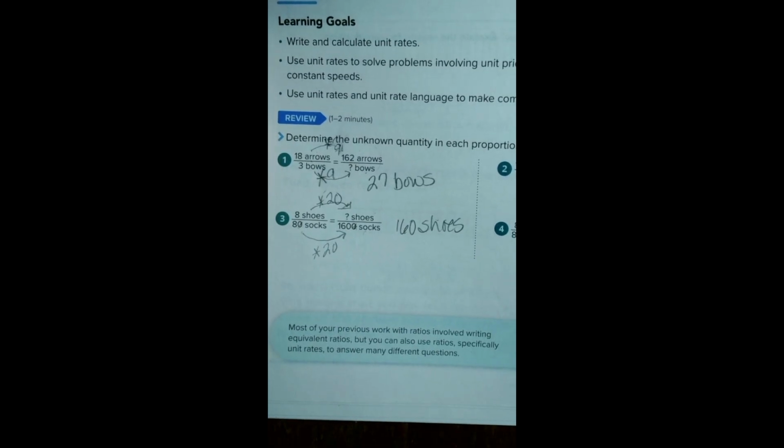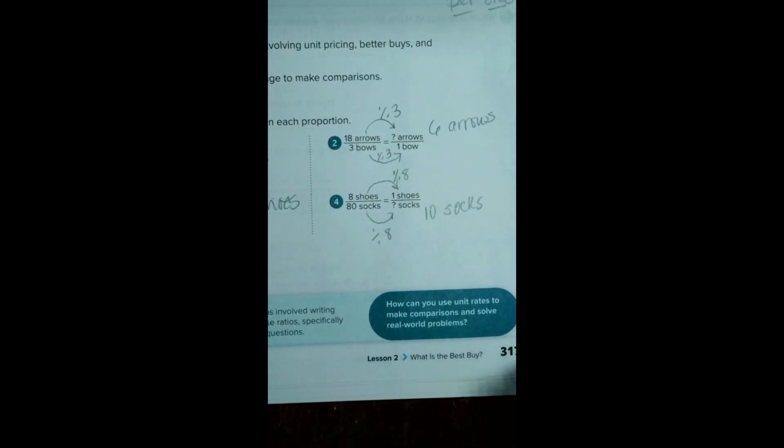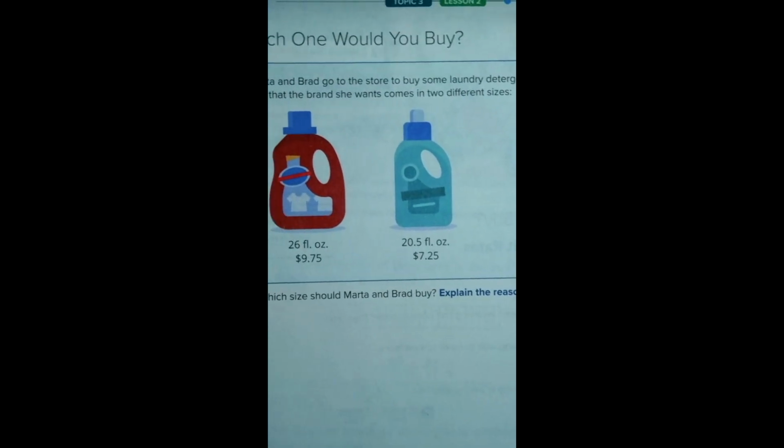Okay, most of your previous work with ratios involved writing equivalent ratios, but you can also use ratios, specifically unit rates, to answer many different questions. So it says, how can you use unit rates to make comparisons and solve real-world problems? That's what we're about to do here on the other side.